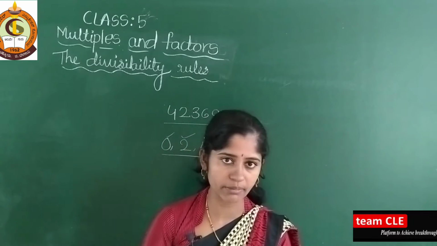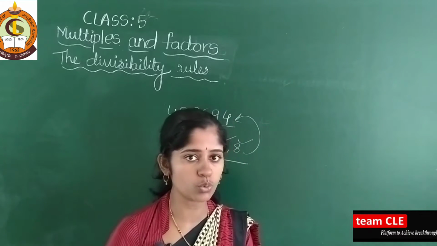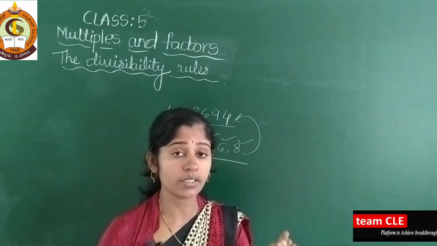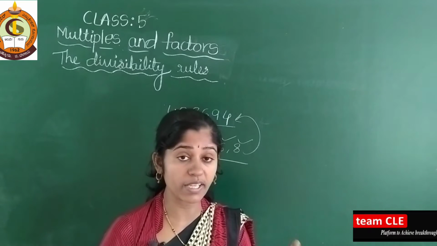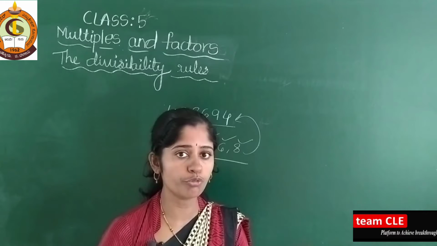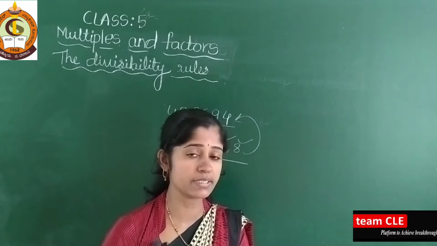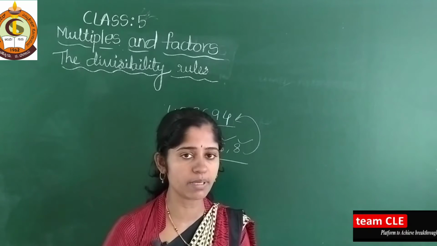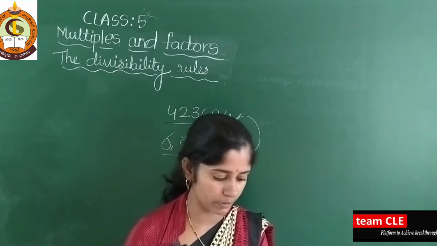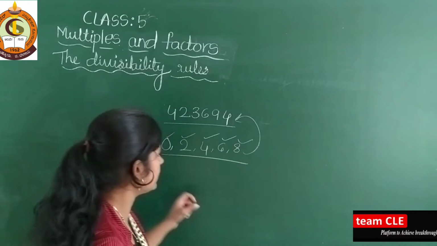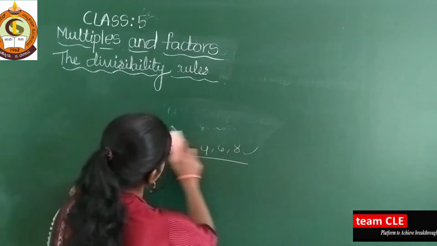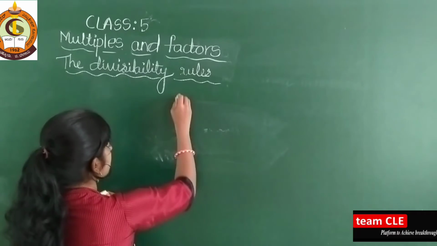I hope you are getting my point. The divisibility rule of 2 is: if a number has 0, 2, 4, 6 or 8 in the ones place, that number is completely divisible by 2. So this is the divisibility rule of 2. Okay, so next, the divisibility rule of 3.